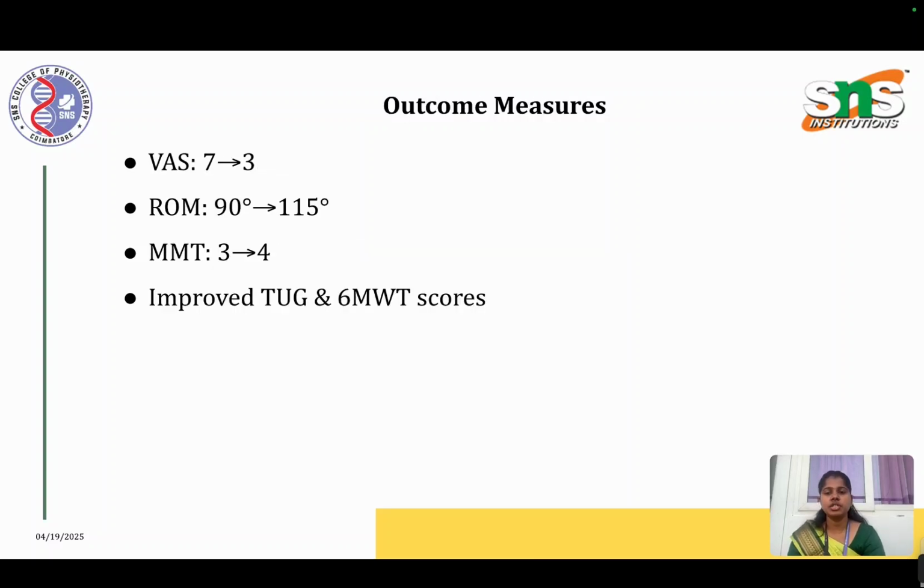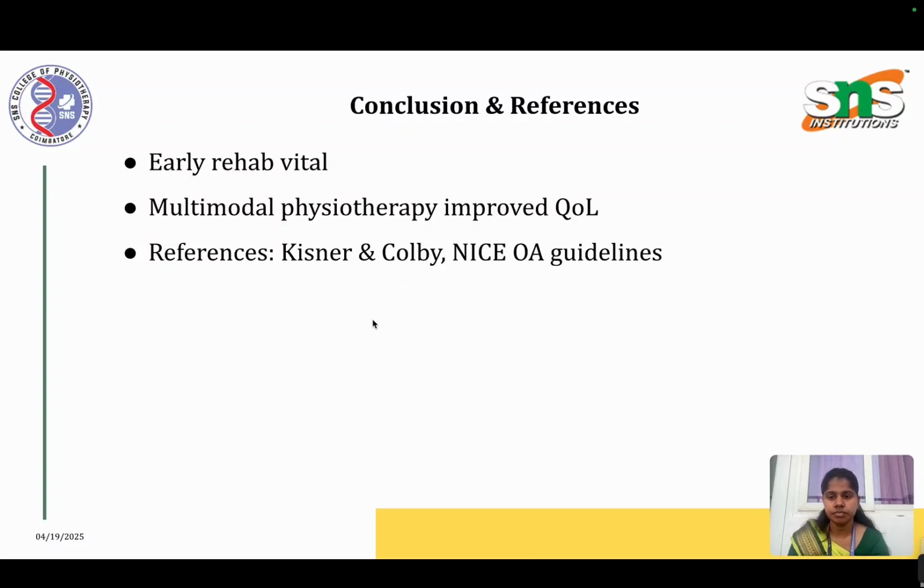So outcome measures: I have been using a visual analog scale. The pain has been reduced from 7 to 3, and the ROM range has increased from 90 degrees to 115 degrees. Muscle power was initially 3 and gradually increased to 4, and the TUG and 6-minute walk test scores improved.